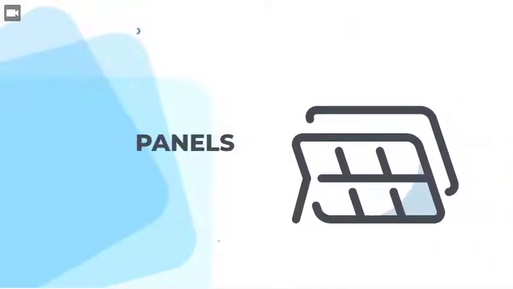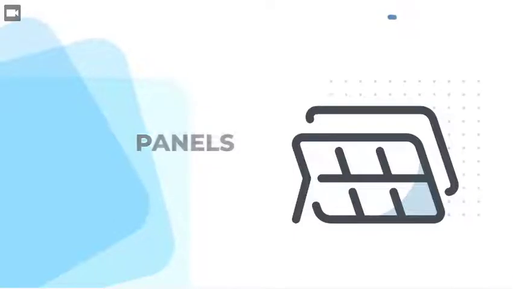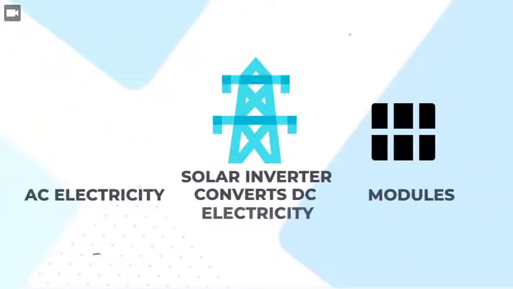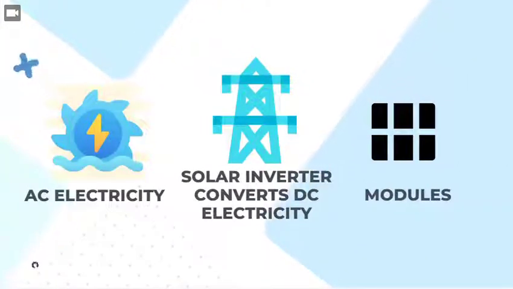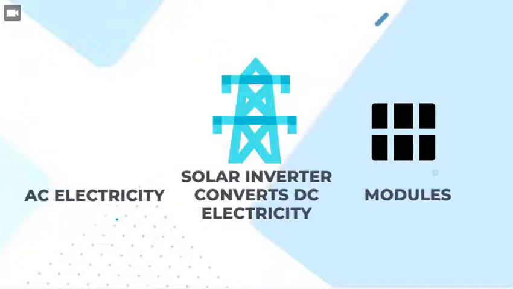1. Solar panels absorb the sun's energy and convert it to DC electricity. 2. The solar inverter converts DC electricity from your solar modules to AC electricity, which is used by most home appliances.